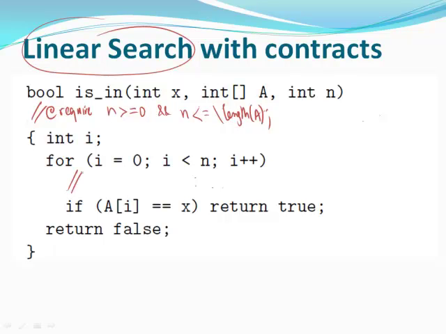And then I need another contract here, which can be a loop invariant. A familiar loop invariant to us now is that i is greater than or equal to 0 and i is less than or equal to n. We have done the proof of this many times, so I'm not going to prove this is a loop invariant. So that's a linear search with contracts.